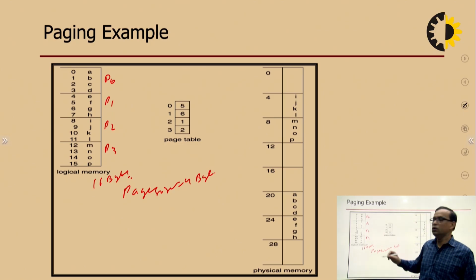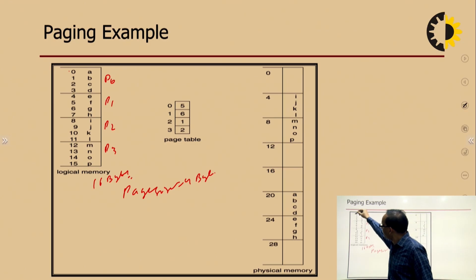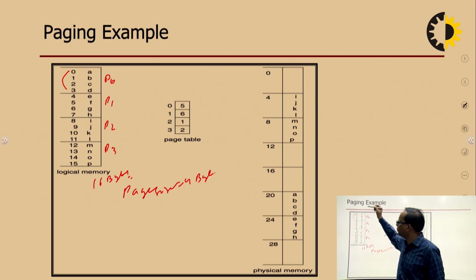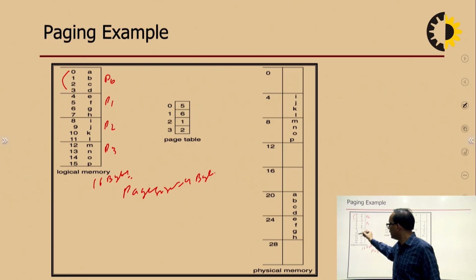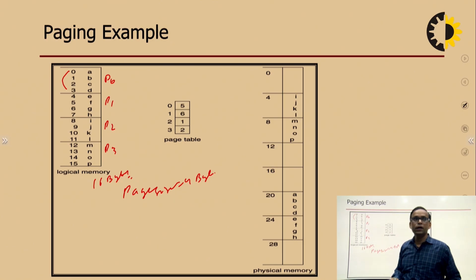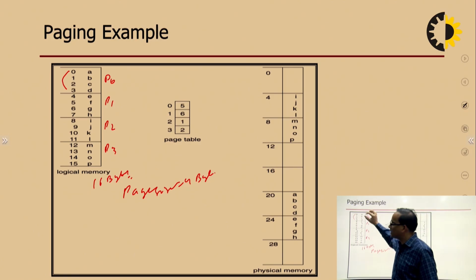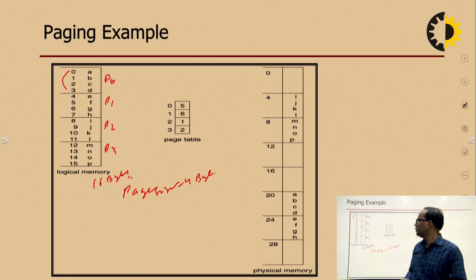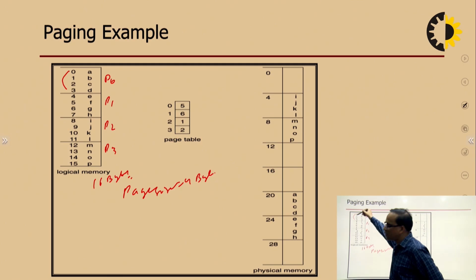So the starting 4 bytes, 0, 1, 2, and 3, belong to page 0. 4, 5, 6, 7, page 1. 8, 9, 10, 11, page 2. 12, 13, 14, 15, page 3. It means each and every page consists of 4 bytes. So this is the offset or indexing corresponding to the pages.